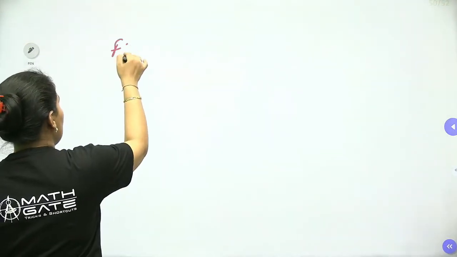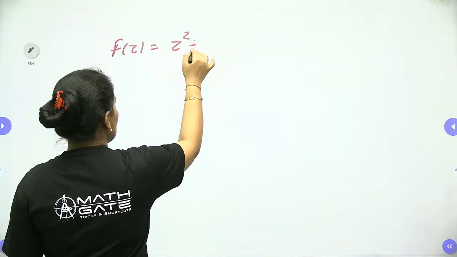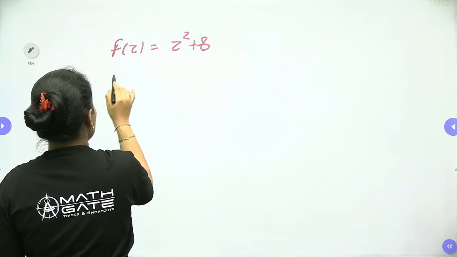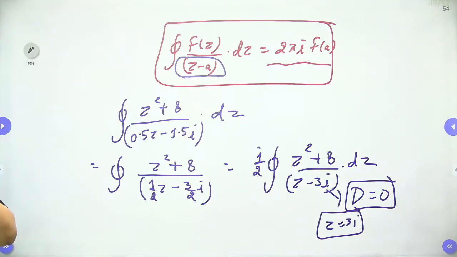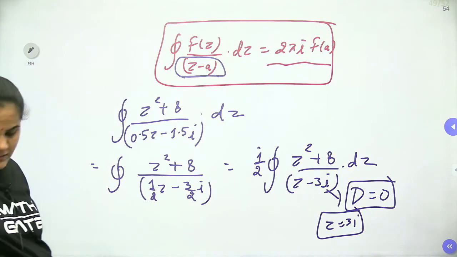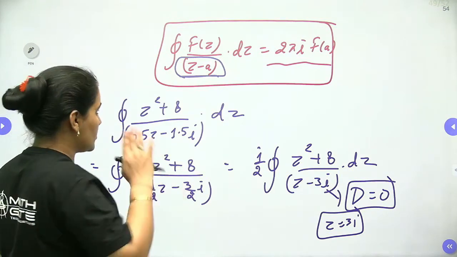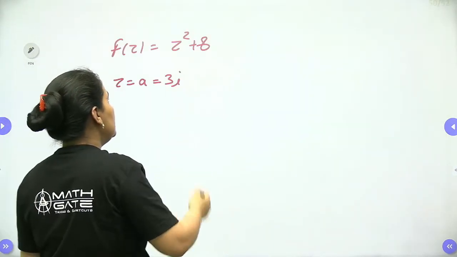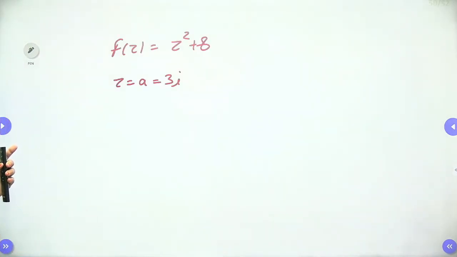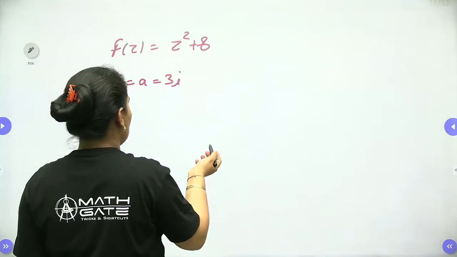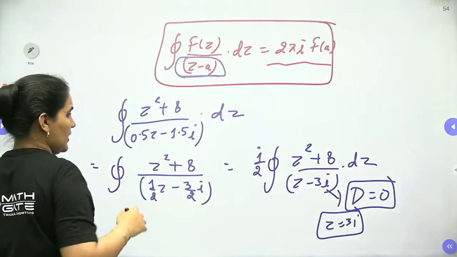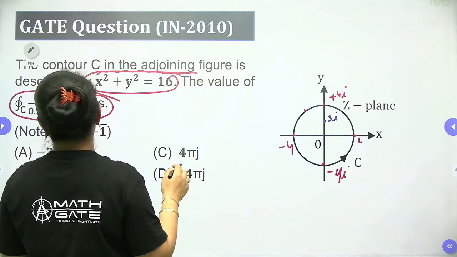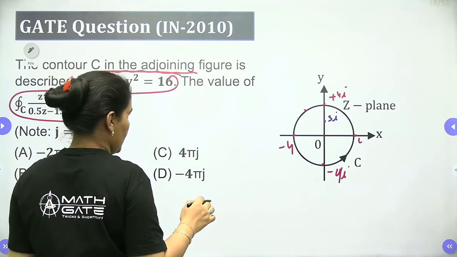So let's write down here f(z) will be z square plus 8. Let's write down z equals a, where a is 3 iota. So when we have 3 iota, we can approach here, guys. You can do the same question with the residue also, but right now I am proceeding directly. So a is the point 3 iota. Now when we approach here, z square plus 8, we have z square plus 8 only, yes.